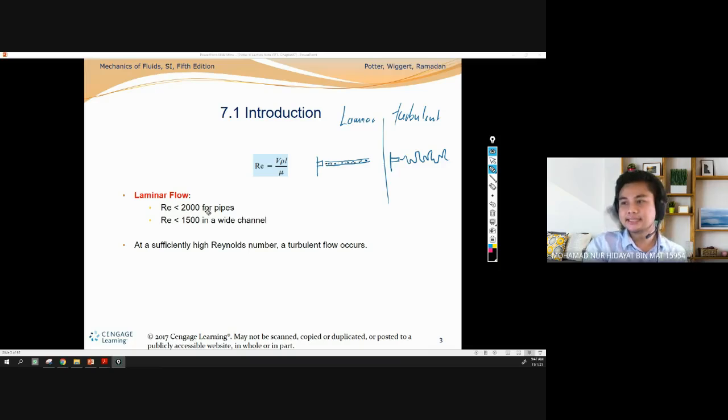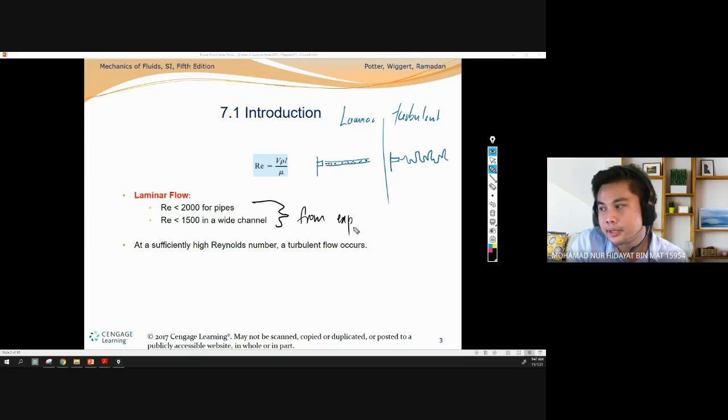Alright. In this case, the laminar flow in the pipe. In order to consider it laminar, the Reynolds number shall be less than 2000. For the wide channel, the Reynolds number is less than 1500. How did they get this value? From experiment. This was done by Osborne Reynolds. Do you know Osborne Reynolds is a scientist who discovered this value?